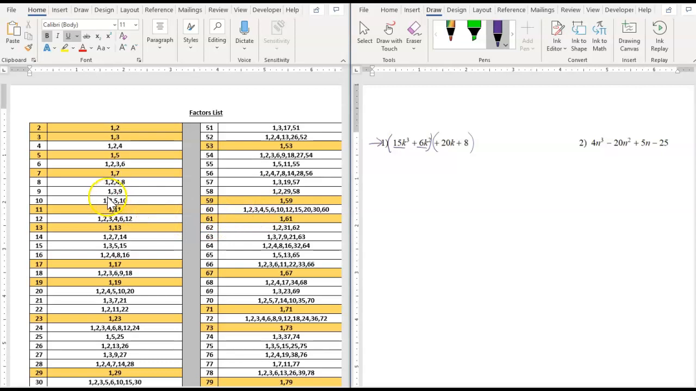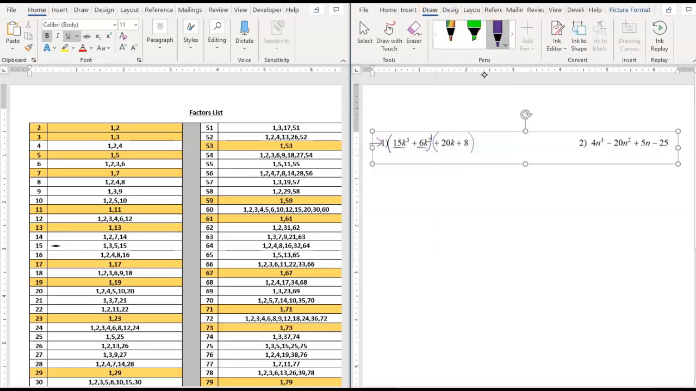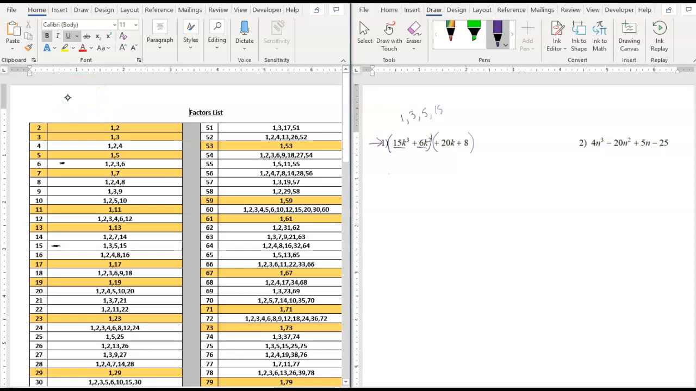So I'm going to go to the left side of the screen and look for 15, which is right here. I'm going to copy those numbers down really quick. I got 1, 3, 5, and 15 are my numbers for 15. Then I'm going to go back to this screen over here and find the 6. And I have 1, 2, 3, 6. So those are the lists of numbers that would divide evenly into each of these digits.